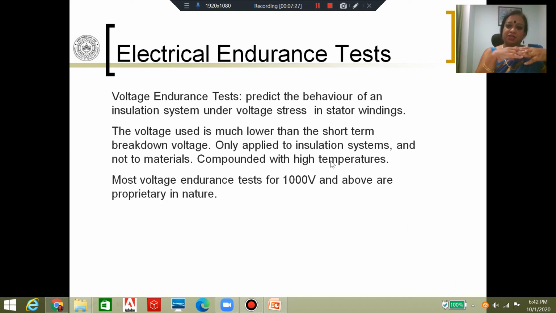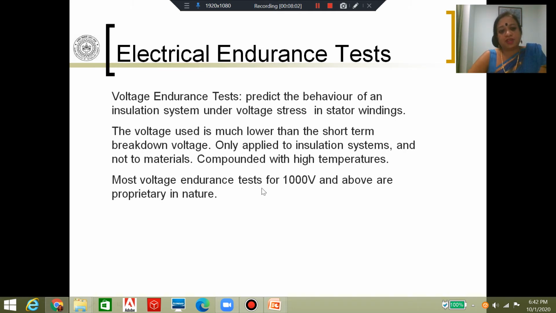So in electrical endurance, we are looking at lower voltages than the short-term breakdown voltage. We are applying this voltage for a long period of time. I mean, this voltage will be applied for a long period of time on the insulation system in practice, in the field, and it may cause breakdown. So to model that, we will use lower voltages, but voltages higher than the normal voltages. So it will be higher, but not as high as to cause short-term breakdown.